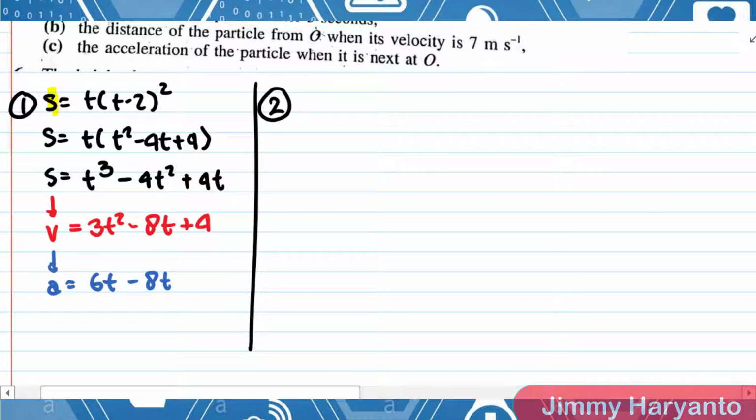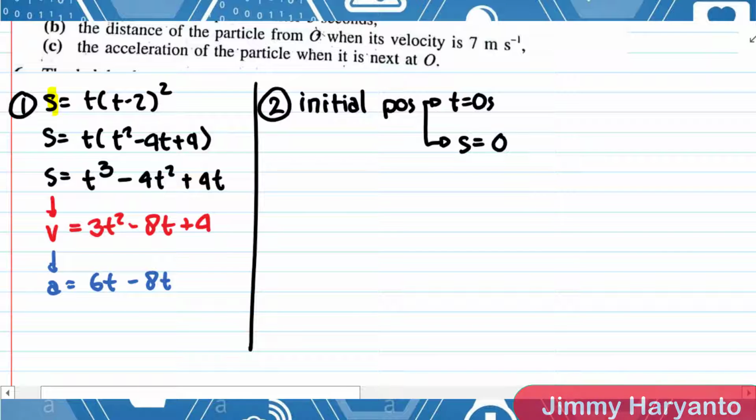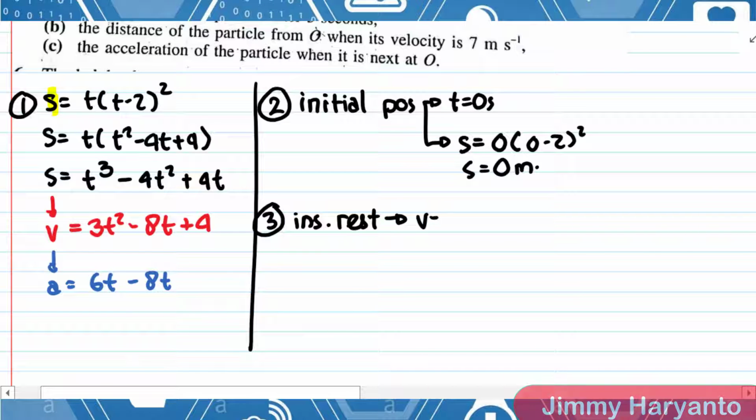Next is the second. The second preparation will be the initial position. Initial position happens when time equals 0 seconds. And you can find it using the equation of s: 0 times (0 minus 2) squared. So s will be 0 meters. And then for number 3, instantaneously at rest. That means v equals 0. And then we can find it by substituting 0 into v.